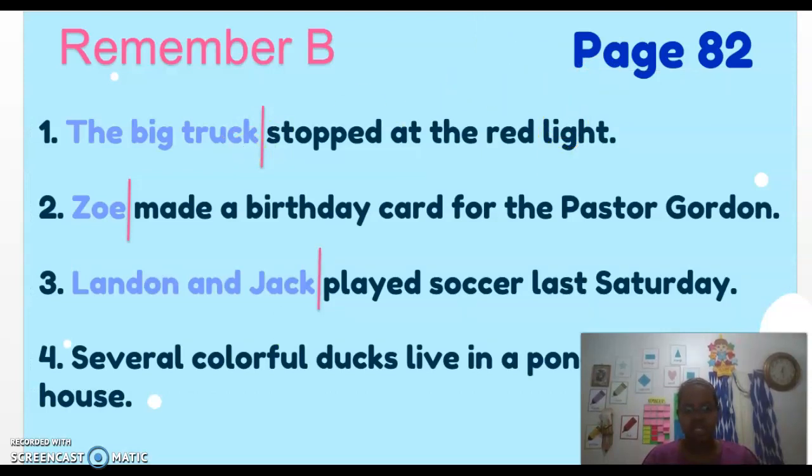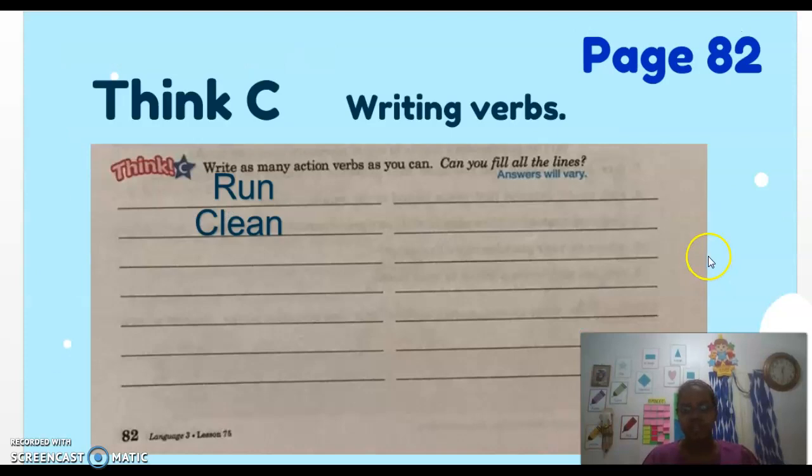Continue with exercise Think C. What are we going to do in exercise Think C? We're going to write verbs. Write as many action verbs as you can. So in each one of those lines, here you have 14 different lines. You're going to write 14 different verbs.